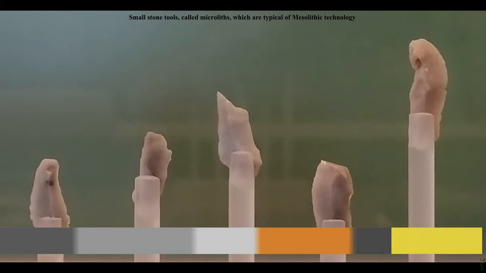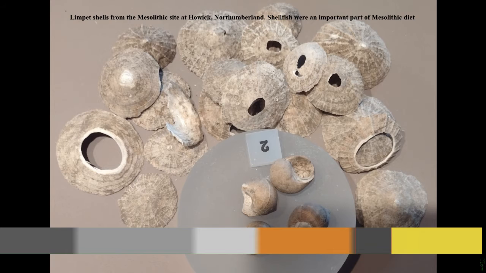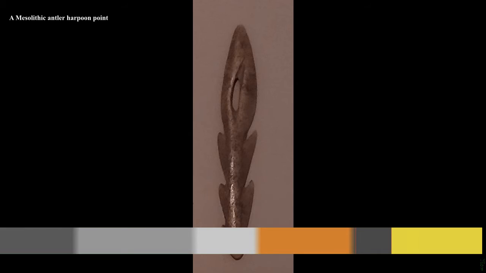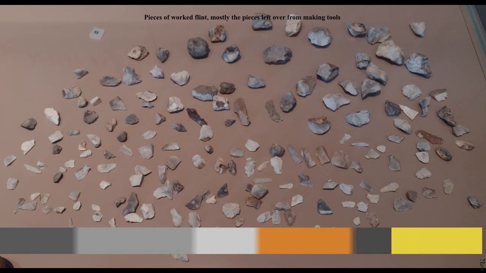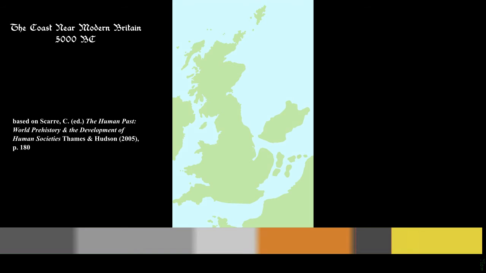And the Paleolithic is followed by the Mesolithic, between about 10,000 years ago and about 6,000 years ago in Britain. And it's during this period, about 8,500 years ago, that Britain becomes an island.